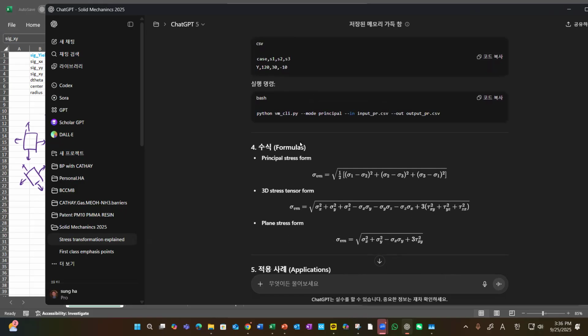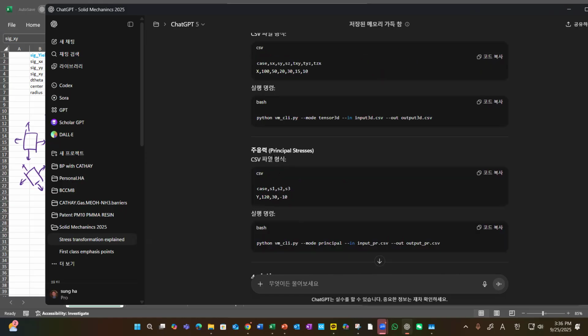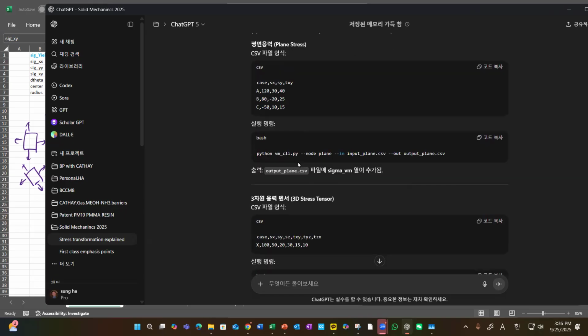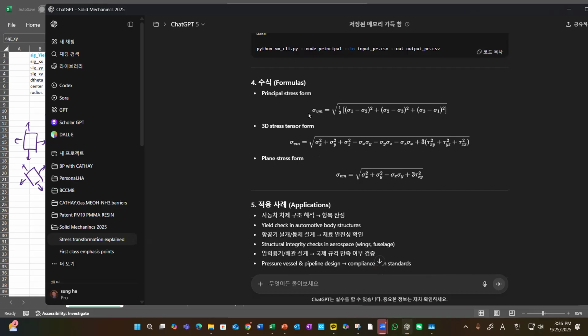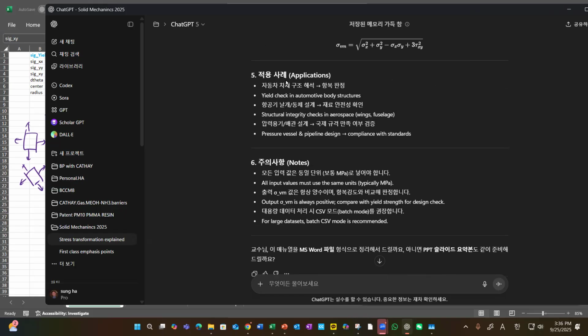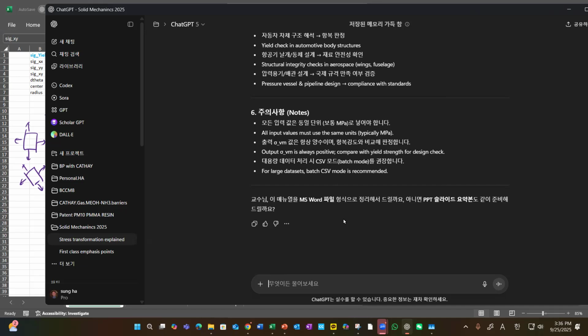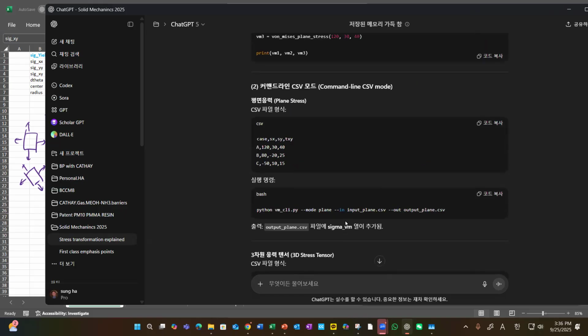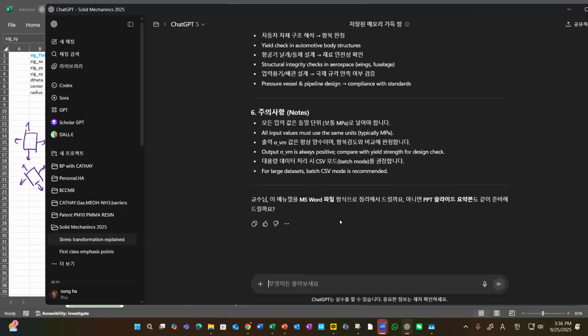So you got everything, even a CSV file. This is an Excel readable file, and then you can run it if you have Python. You can have a formula. This is a manual, and it can also explain. And this manual comes in MS Word and PowerPoint. Well, I don't want to go there.